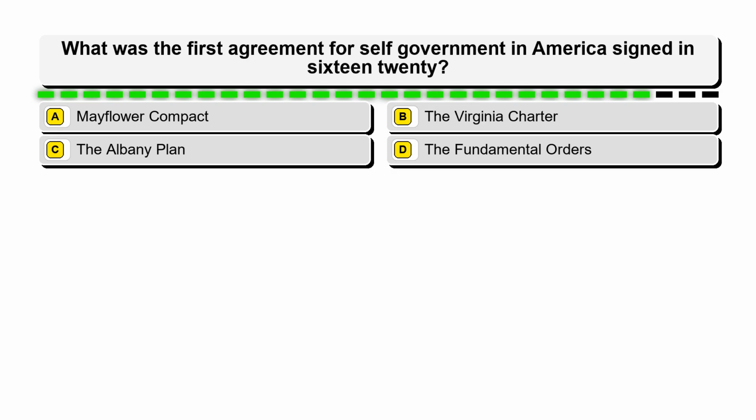Question 3. What was the first agreement for self-government in America signed in 1620? Option A. Mayflower Compact. Option B. The Virginia Charter. Option C. The Albany Plan. Option D. The Fundamental Orders.